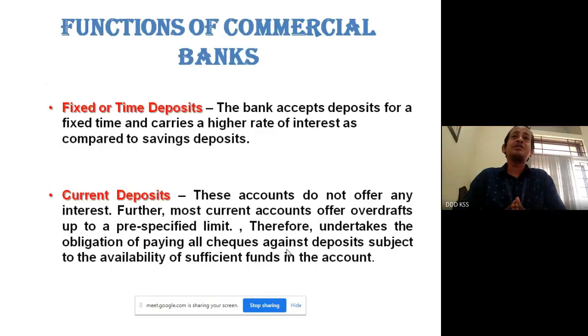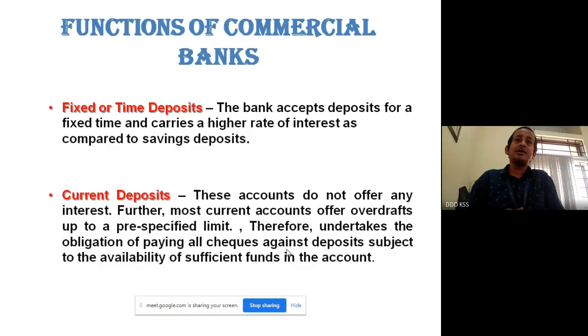Then second is fixed or time deposit. Fixed or time deposit, these are both same. We can say fixed deposits or we can say time deposit. Now you have heard about the fixed deposit also. This is basically for a particular period of time. The bank accepts deposit for a fixed time and carries a higher rate of interest as compared to savings deposit. Now this may be for 5 years, like it will be period based fixed deposit, and bank gives a higher interest on the fixed deposit or time deposit.